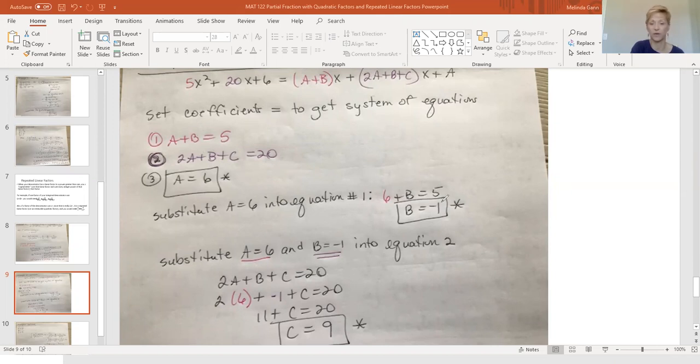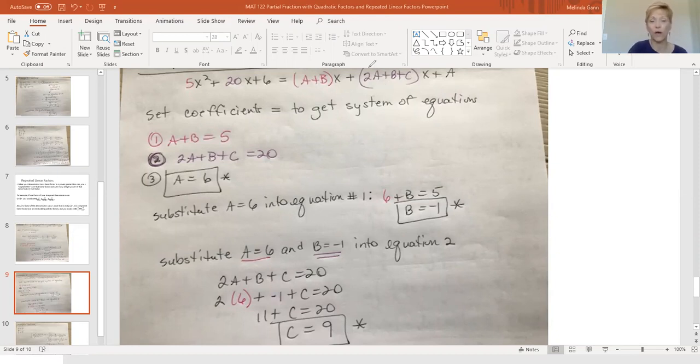I just subtract 6 from both sides and I've got B. Well, now I know what A is. A is 6, so I can put in 6 here. I know B is a -1, so I can put -1 in there. And then C comes out to be 9. So with very little effort, I had my A, my B, and my C.